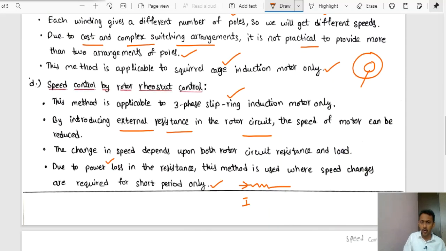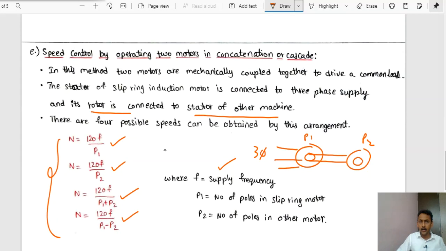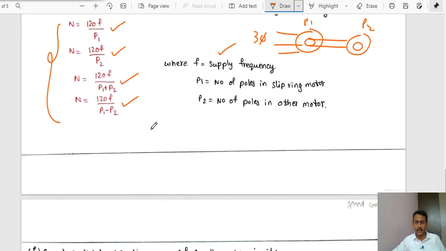Speed control by the rheostat control method, we add some external resistances, and this is not possible for squirrel cage. It is possible only for the slip ring induction motor, right? But the drawback is that a huge amount of power will be wasted in the form of losses and heat, right? This is the drawback. And by operating in series mode, 4 different possibilities are possible depending upon the number of poles of machine 1, P1, and the number of poles of machine 2, P2: 120F by P1, 120F by P2, 120F by (P1 plus P2) and 120F by (P1 minus P2). These are the different possibilities. So these are the points to be highlighted while attending this essay in the exam.